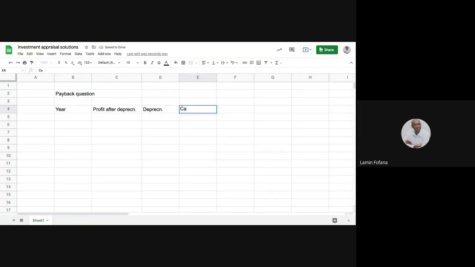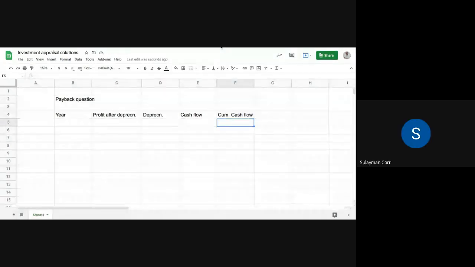To get our cash flow, we agreed that we have to add the two. Okay? We add the profit after depreciation to the depreciation to get our cash flow. Okay, and we can do a column. It's not mandatory, but if you want, you can include a cumulative cash flow. Are you following, class? Yes, sir. Okay, good.